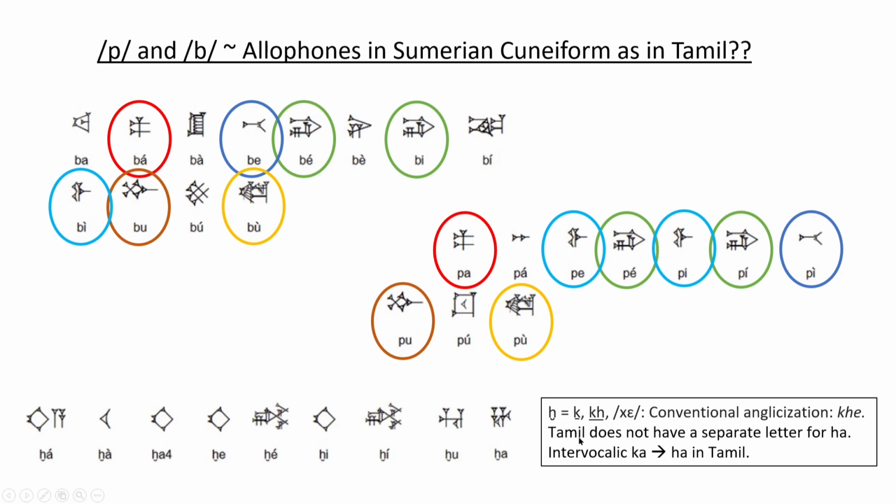Tamil does not have a separate letter for ha, but it has proper pronunciation of ha using the ka symbol itself, the symbol that is used for ka itself. So intervocalic ka becomes ha, as we saw in Tamil. So possibly this is kind of more development that Tamil had compared to these older scripts.